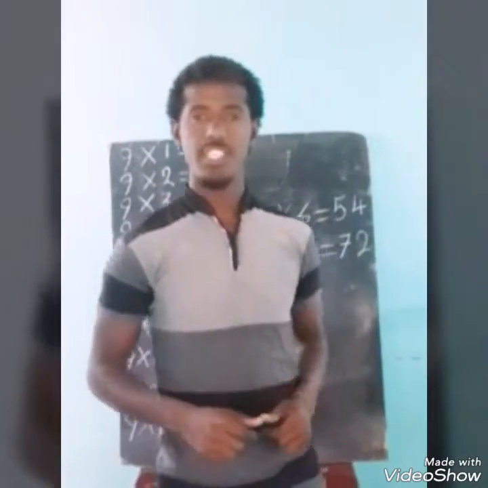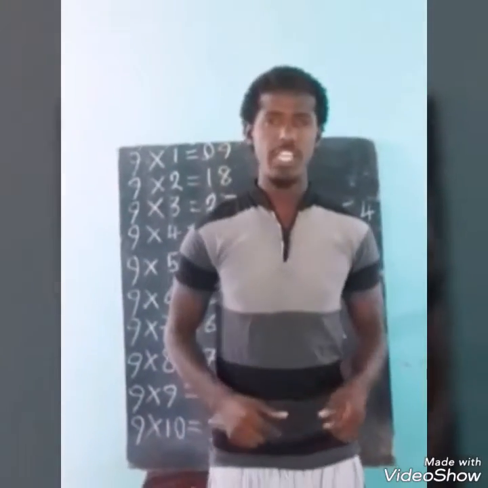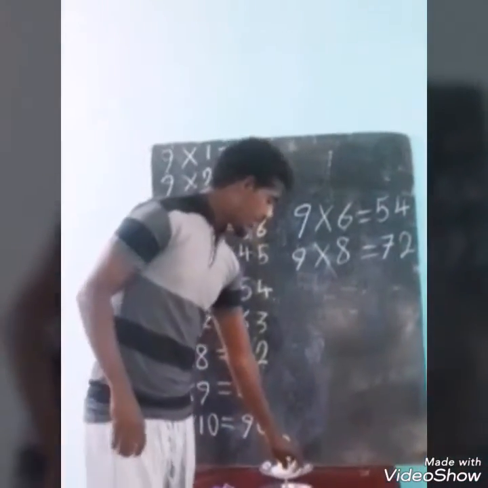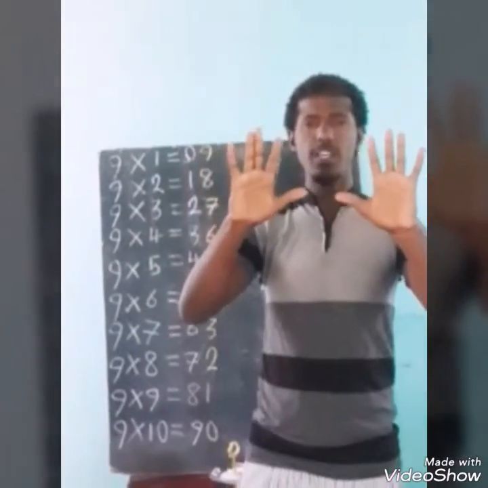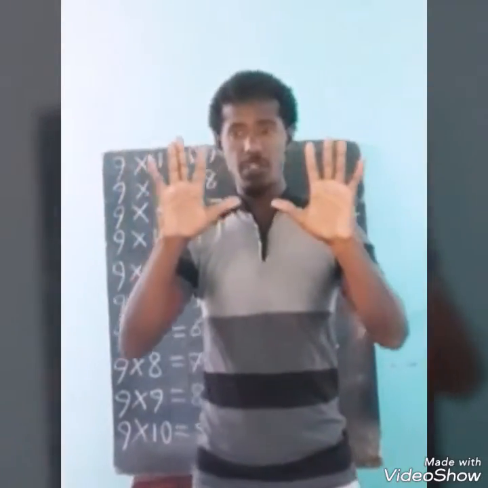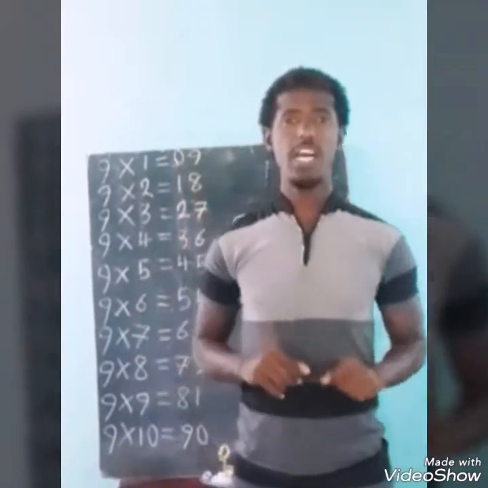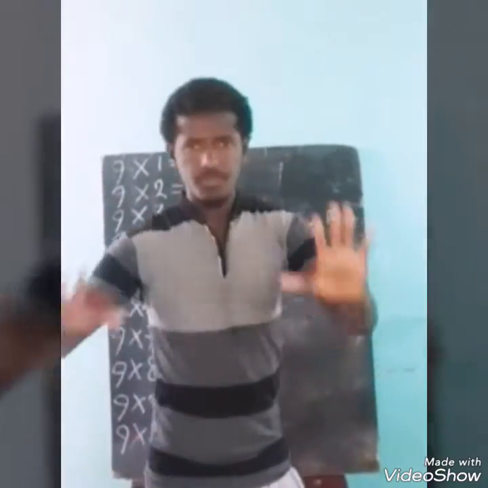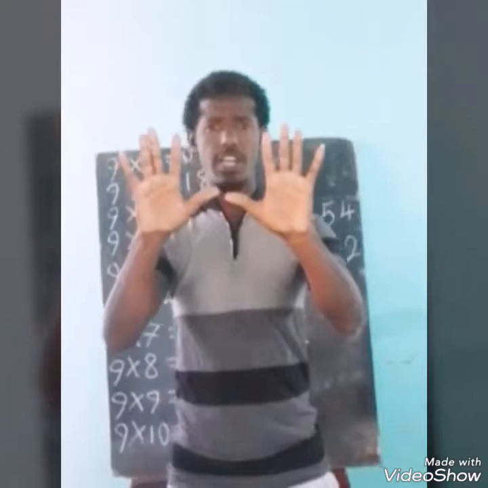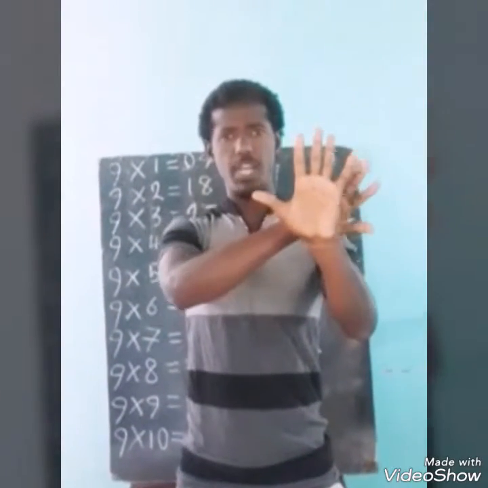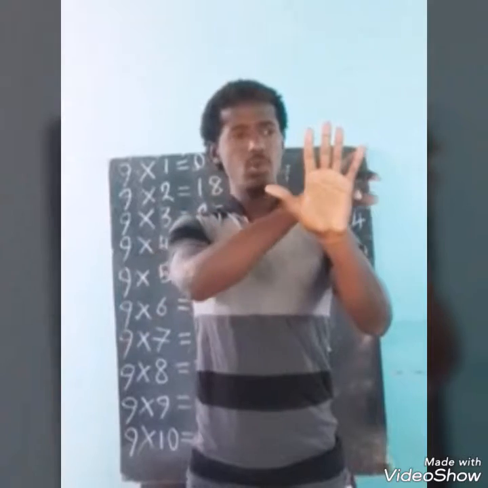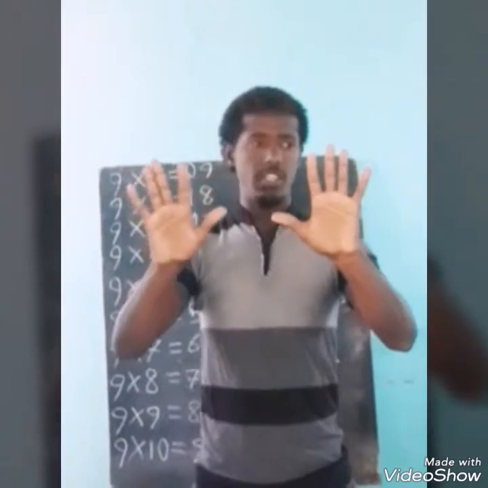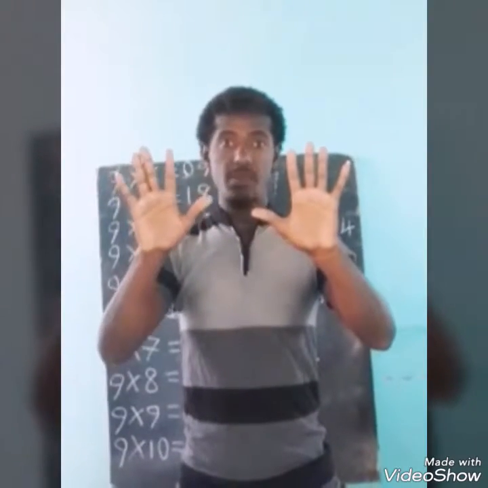And we have another technique we can use in table 9, by using fingers. Let me put the chalk here. If someone asks you, you can calculate table 9 with your fingers. If someone asks you 9 times any number, 9 times 4, by using your hands, you are going to start with your left hand, and you are going to start with this finger and calculate.